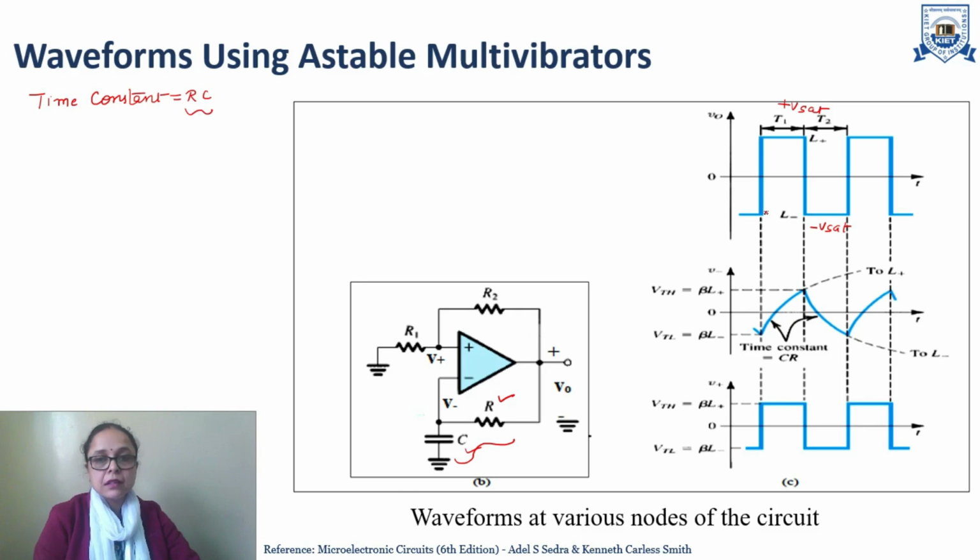This is the factor which decides the T1 time and T2 time, that is the on time of the waveform and the off time of the waveform. So, these parameters should be chosen very properly so as to decide the on time and off time of the waveform that we want to generate. So, T1 and T2 both depend upon the RC time constant of the circuit. So, R and C should be chosen very properly.